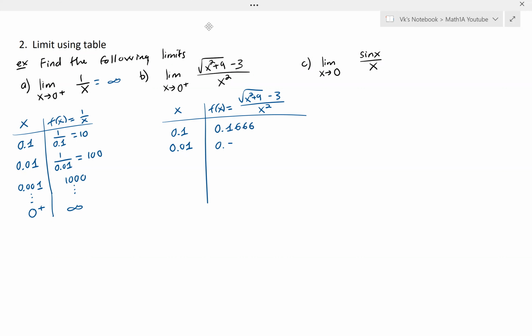Then 0.01, and 0.001. Well, it looked like as we let x approach 0 on the right side, the limit is going to 0.166, which is exactly 1/6. So the limit here is 1/6.